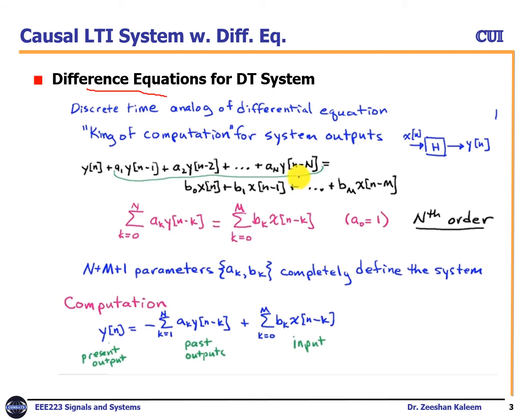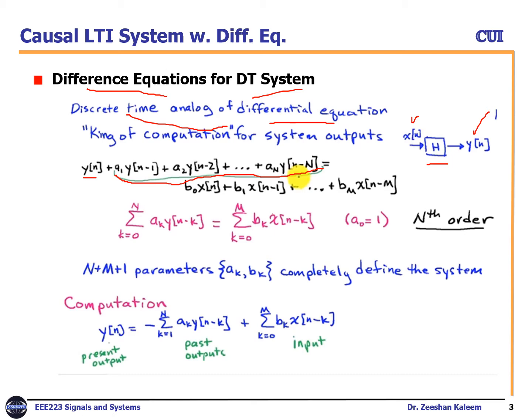So, what are the difference equations for discrete time systems? The discrete time analog of a differential equation, the kind of computation for system outputs. For example, you have a system with the transfer function h, and x[n] is the input and y[n] is the output. So for a discrete time system, we can write the system in terms of a difference equation in this way. This is the output signal, and these are the output signals, but with some delays.